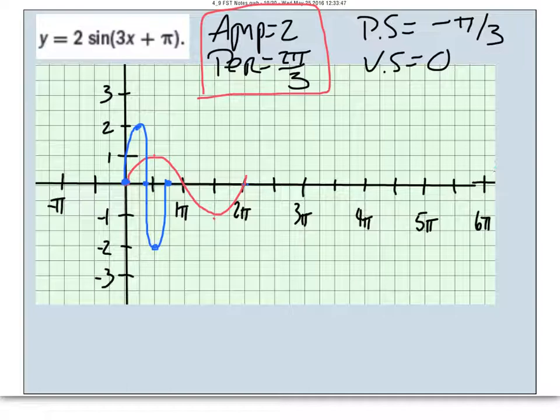Now we need to wrap it up with our translations. There is no vertical shift, but my phase shift is going backwards or left 1/3 of a pi. So take this, now this is 1/2, so not quite the full thing, go about right there. And we're going to take these and just kind of move them accordingly and re-sketch our graph, and that green image is going to be fairly accurate to what it would look like.